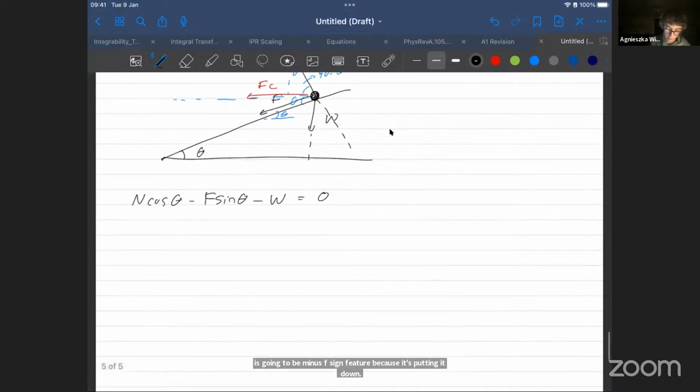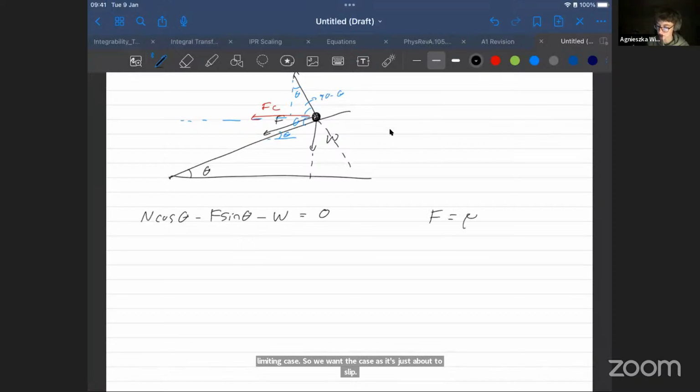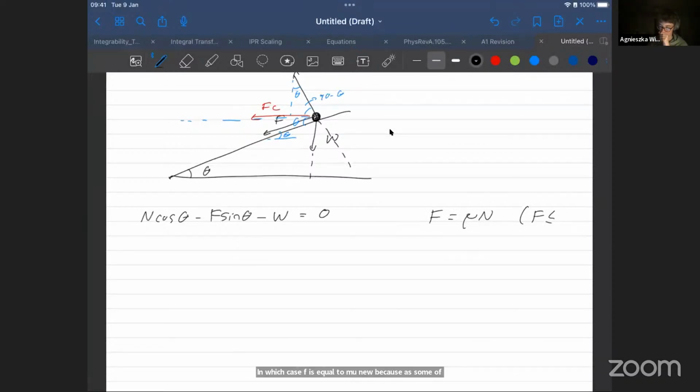So now we want the limiting case. So we want the case as it's just about to slip, in which case F is equal to mu N, because as some of you know, the general formula for the friction is F is less than or equal to mu N, like so. So that's one thing that I can put in.